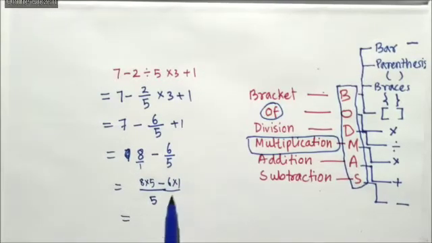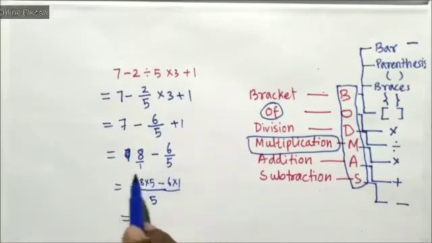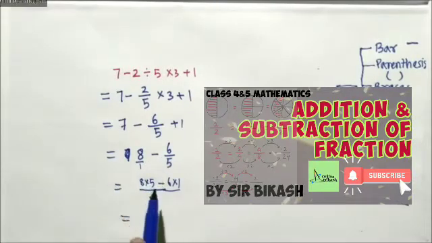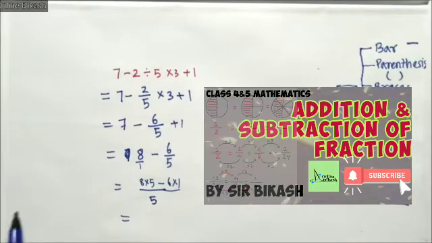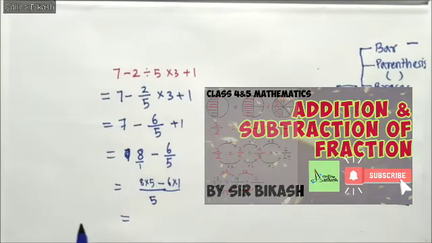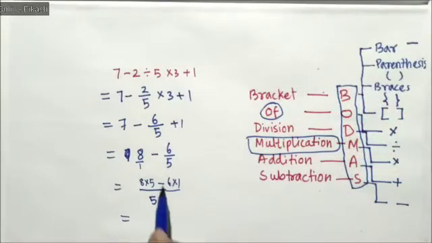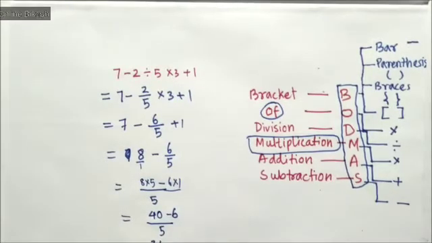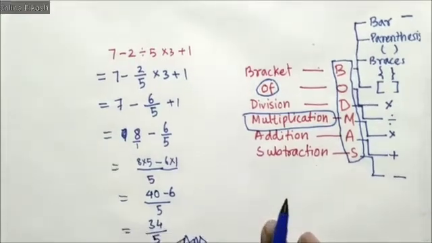To learn how to subtract a fraction from a whole number, you need to watch my previous videos where I discuss how to subtract two fractions, operations of fractions. You watch that video to learn this. And finally we have got the answer. 8 fives are 40, minus 6, by 5, which is equal to 34 by 5. So this is our answer.